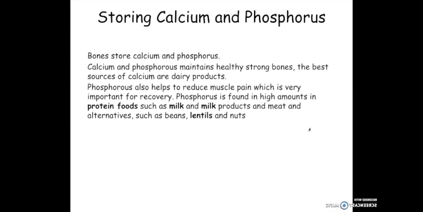Phosphorus also helps us reduce muscle pain, which is important for recovery. So if you haven't got a lot of phosphorus and you do exercise and your muscles are really sore the next day, if you have phosphorus in your diet, you won't be as sore and it will aid your recovery. And you can find that in things like milk and dairy products, meat, beans, lentils and nuts. So all these healthy foods.